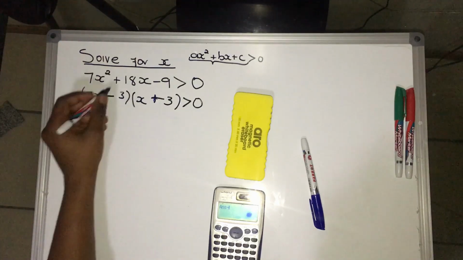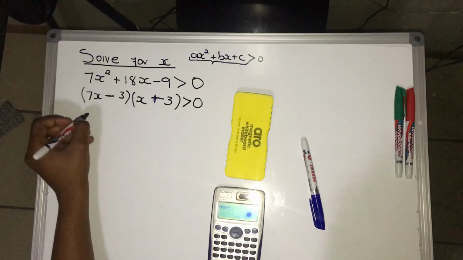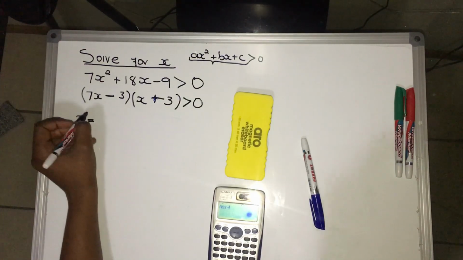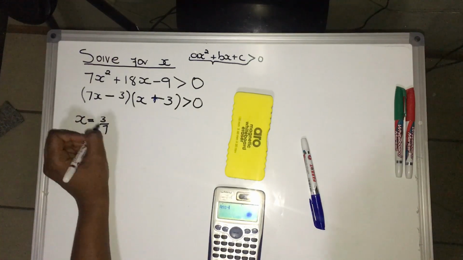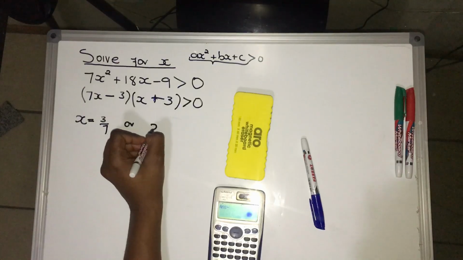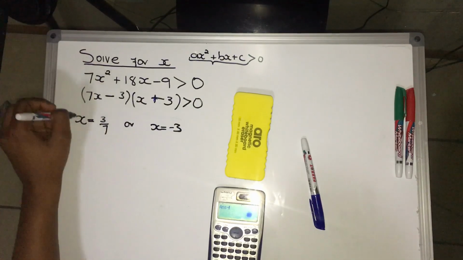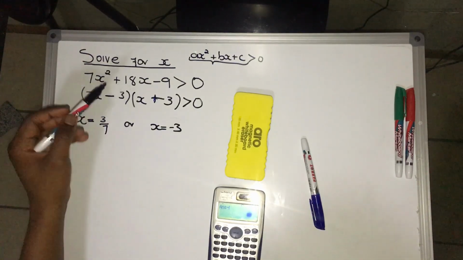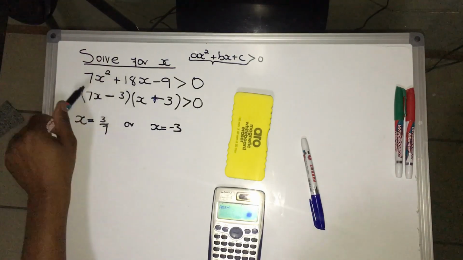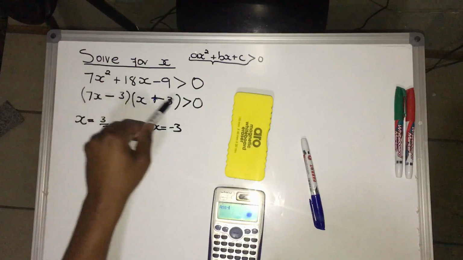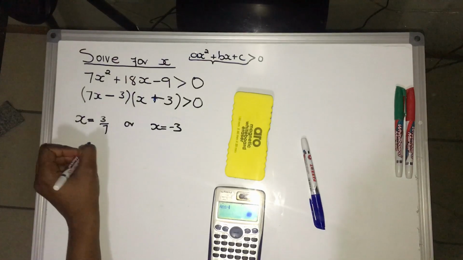So we're going to get the critical points, the values where this equation is 0. So now x equals 3 over 7 or x equals minus 3. If you solve an inequality, you refer to this step. But now the values where this equation equals 0, and the values where this equation is greater than 0. Okay, so these will be the critical points.